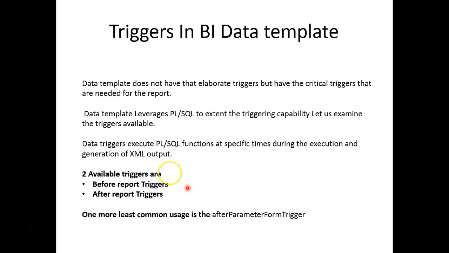For example, in case of a before report trigger, you're extracting data and you want to perform a particular concurrent program before we generate the report. So you can use the before report trigger to execute that concurrent program. The after report trigger is used when, let's say, you want to purge some data after the data has been extracted. So you can use the after report trigger.